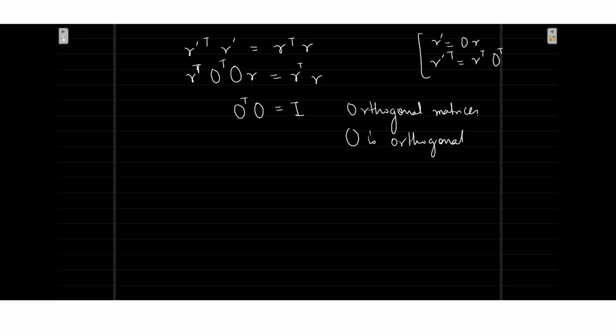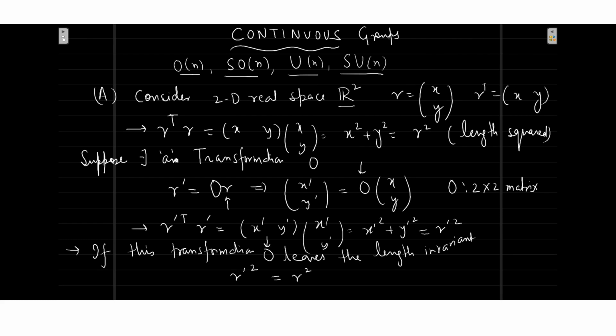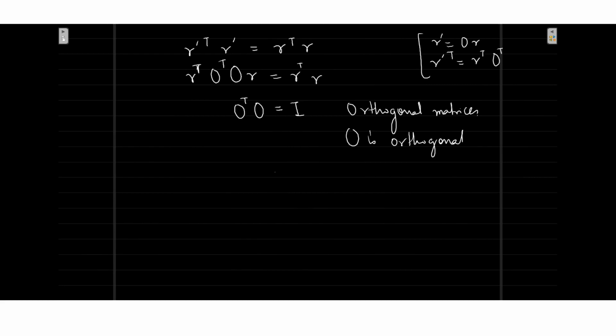So let's just revise what we have done quickly. If we have a two-dimensional real space and we consider a transformation O which just leaves the length invariant, there is this symmetry of the transformation O that it is going to impose an interesting condition on O: this operator cannot be just any operator, but it has to be orthogonal.